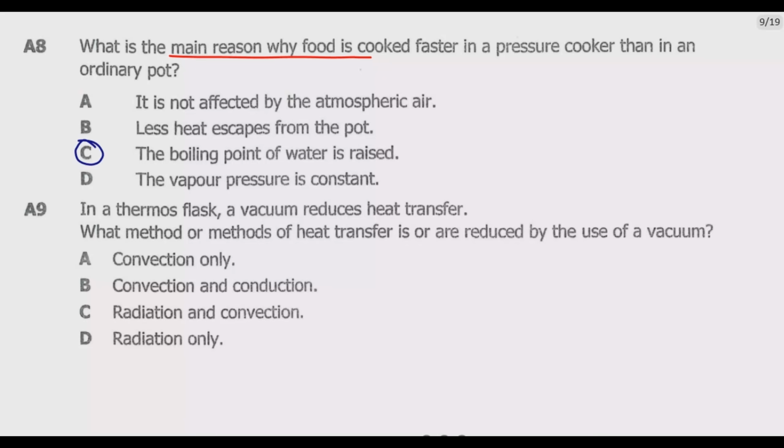Why does this happen? This allows the water and steam to reach a higher temperature than they would at normal atmospheric pressure. This speeds up the cooking process. That's why C is the best option.